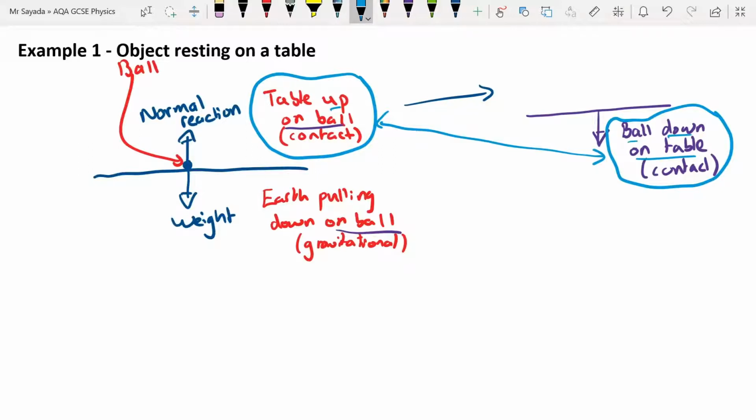Let's now do the same thing, but for the earth pulling down on the ball. Pause the video and say what you think the Newtonian pair is. What is Newton's third law pair for the Earth pulling down on the ball? You should have now paused the video and said what you think the Newton third law pair is for the Earth pulling down on the ball.